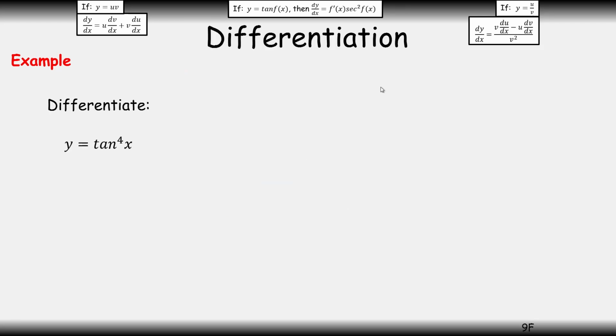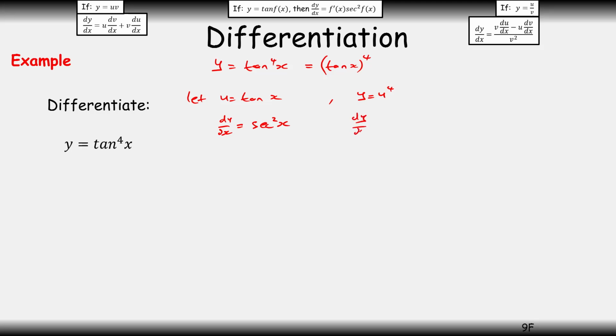Okay, this example, we've got to differentiate y equals tan to the power of 4 of x. So let's write that down. Y is equal to tan to the power of 4 of x. That's equivalent to tan of x to the power of 4. Which means now I can use the chain rule for this one. If I let u be equal to tan of x, then du by dx is going to be equal to sec squared of x, which means that y is going to be equal to u to the power of 4.